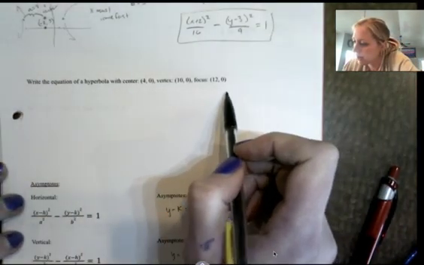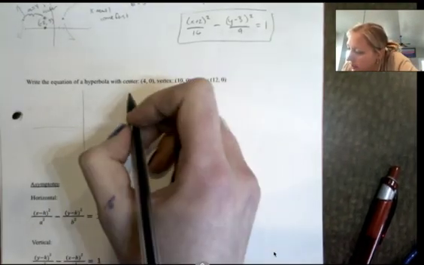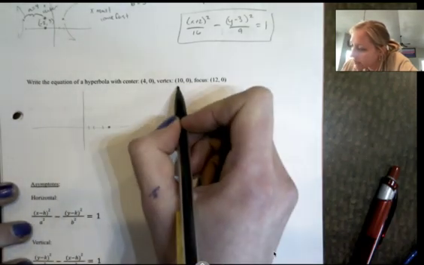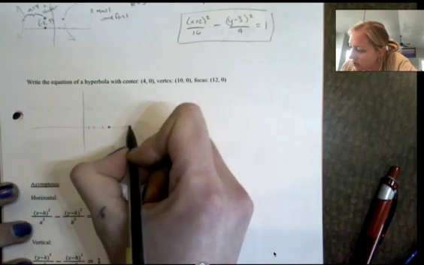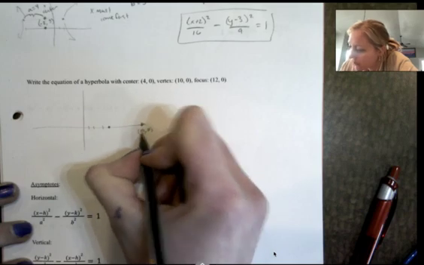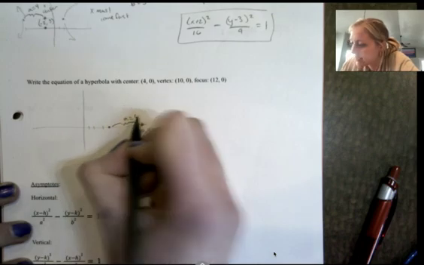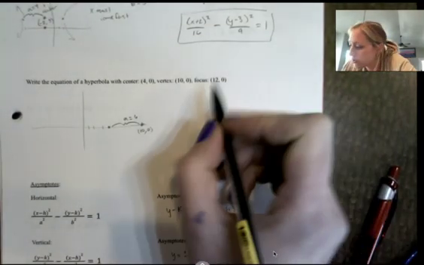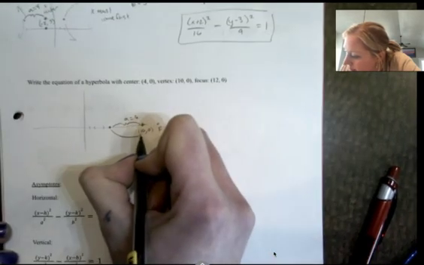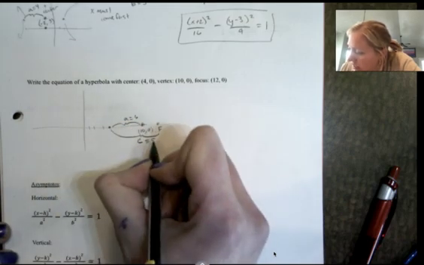Okay, all right, so this one, same thing, get a rough idea. We have our center at 4, 0. Vertex is at 10, 0. So 4 out at 10. Remember, my center to the vertex, that is A. So we got A is 6. We know the focus is 12, 0. So that distance is C. From the center, 4 out to 12, C is 8.